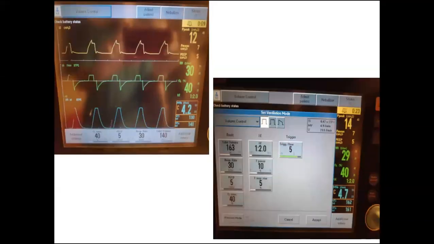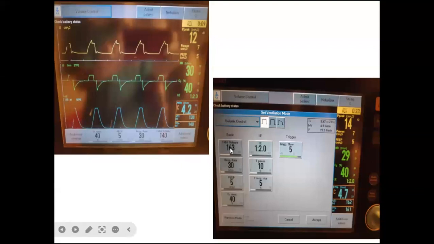What mode is it? So it is volume control. Volume control mode. Because what is constant here? Flow is constant. See here, this flow is constant. That's why this is the volume control. What you are going to set here is tidal volume.